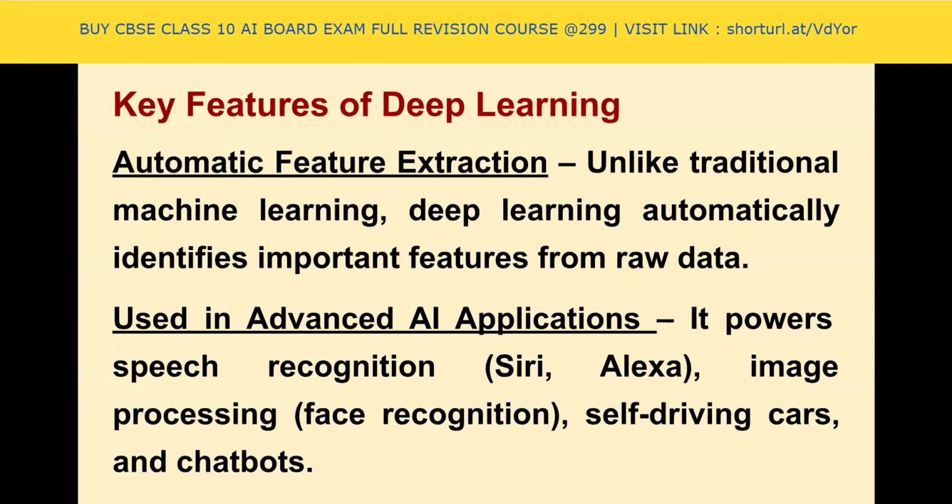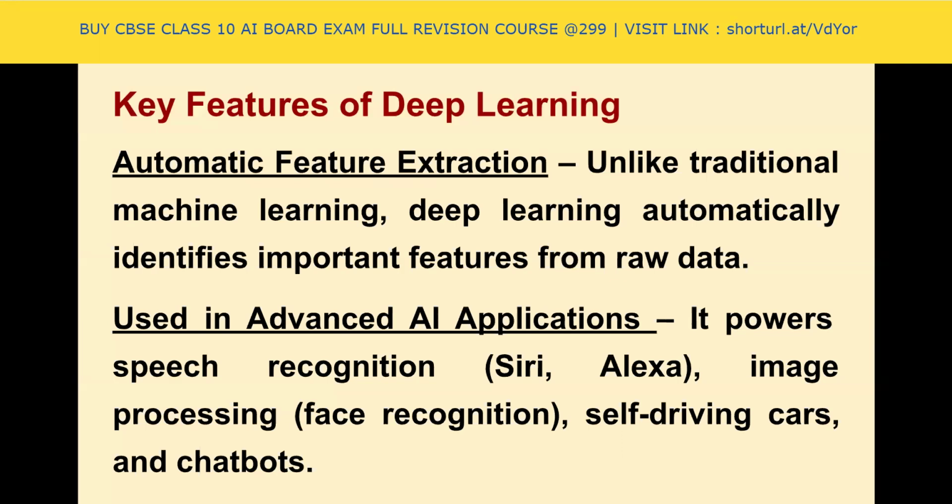Automatic feature extraction: unlike traditional machine learning, deep learning automatically identifies important features from raw data. Used in advanced AI applications, it powers speech recognition, Siri, Alexa, image processing, face recognition, self-driving cars, and chatbots.